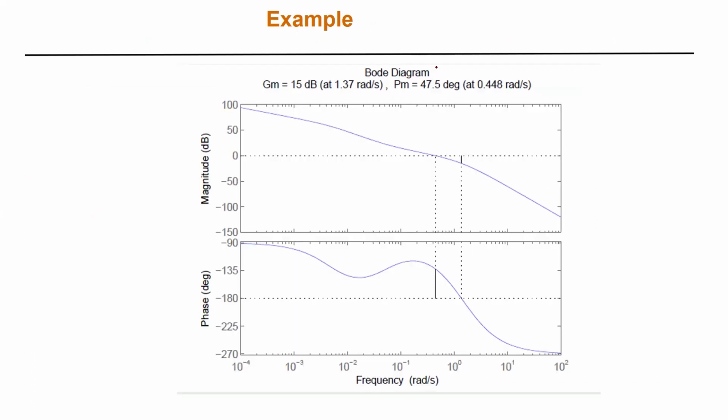Okay, look, the phase margin is 47.5, which is more or less what we have. And now even the gain margin is positive, right? Oh, definitely. Okay, we stabilized the system.